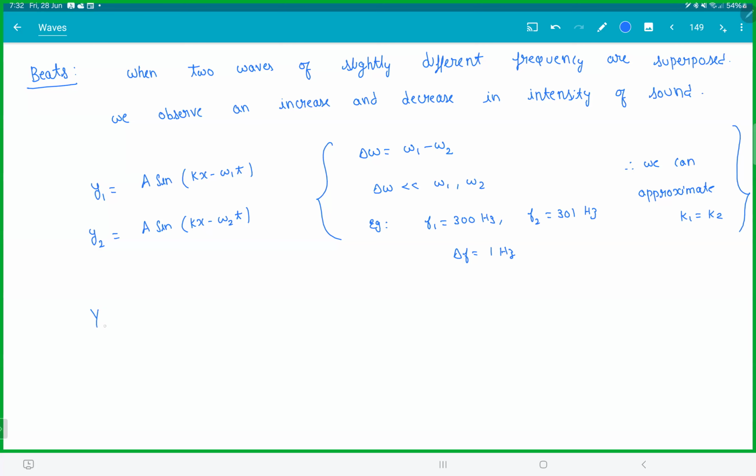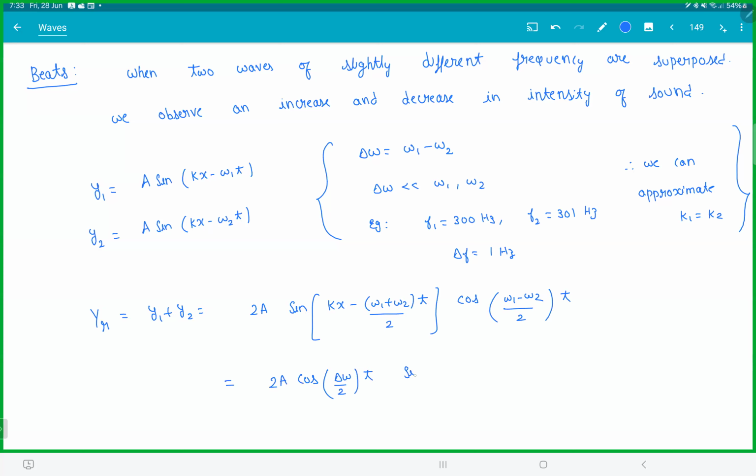Now, if you add them, the y resultant, y1 plus y2, you end up with 2a sin(kx minus (omega 1 plus omega 2) by 2 t) cos((omega 1 minus omega 2) by 2 t). So this can be written as 2a cos(delta omega by 2 t) times sin(kx minus omega average t), where omega average is about omega 1 or omega 2. You got a pretty interesting equation here. Have a look at this.